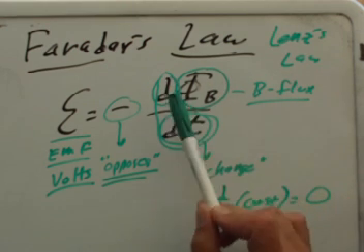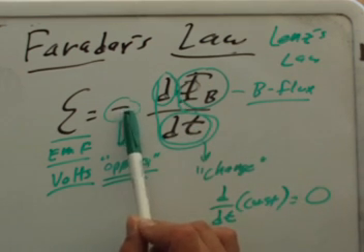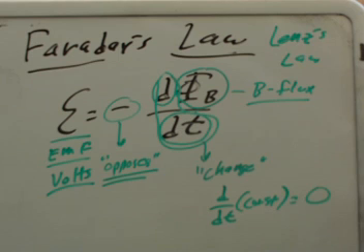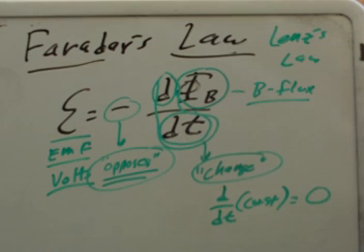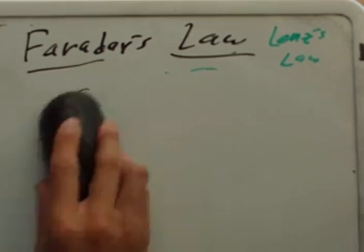So the time derivative of magnetic flux with a minus sign gives volts. That's essentially what Faraday's law is. And you see the two key things of Lenz's law in there. In particular, there has to be a change and something has to be opposed. With that in mind, let's go ahead and look at some examples of Faraday's law.